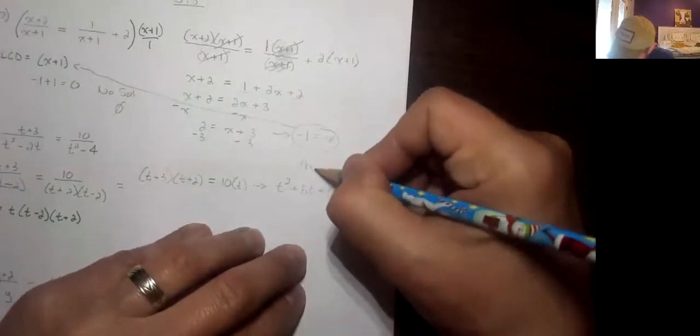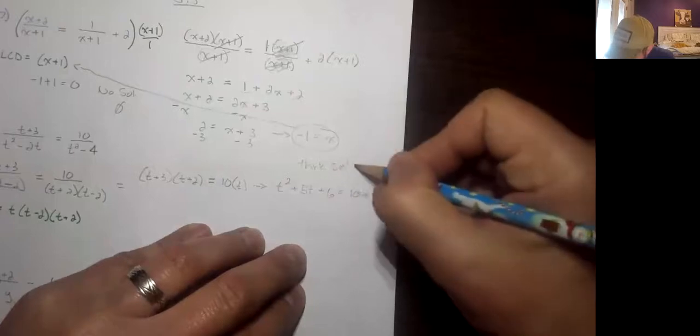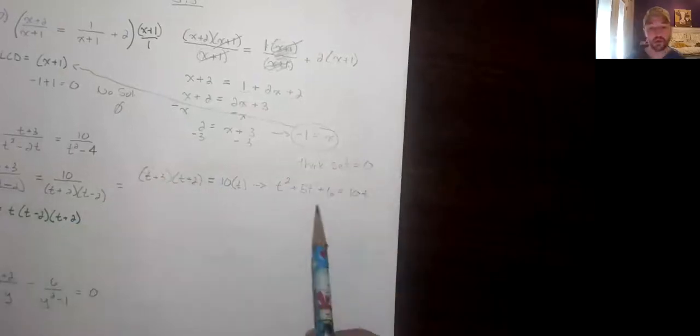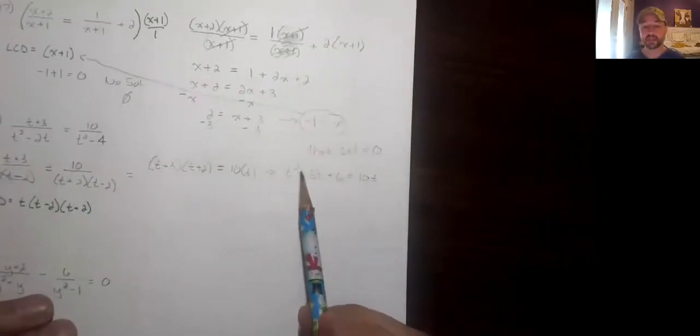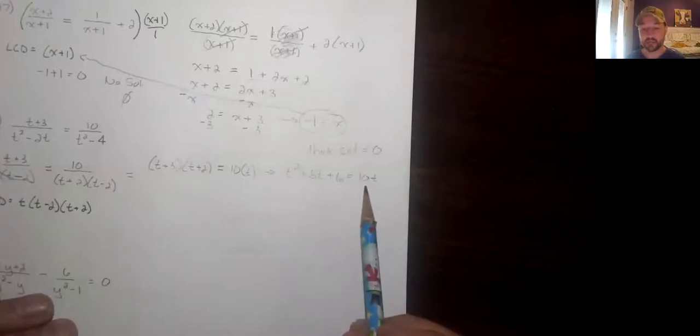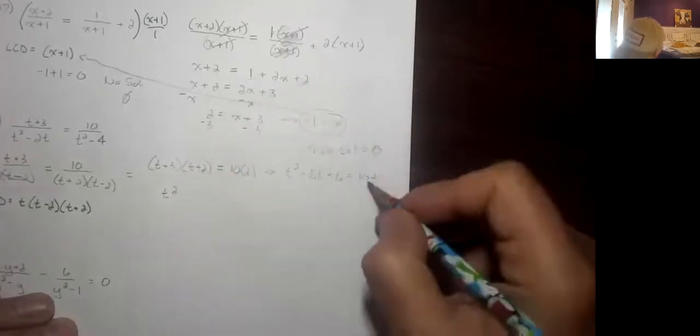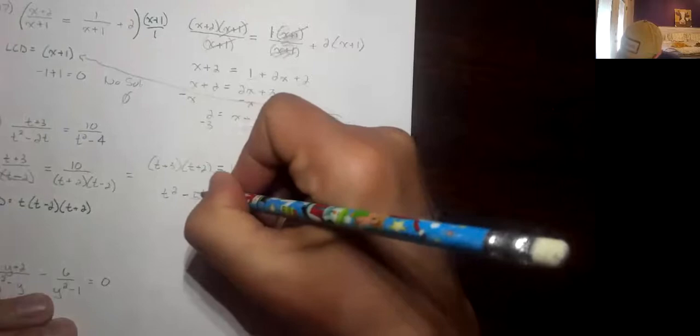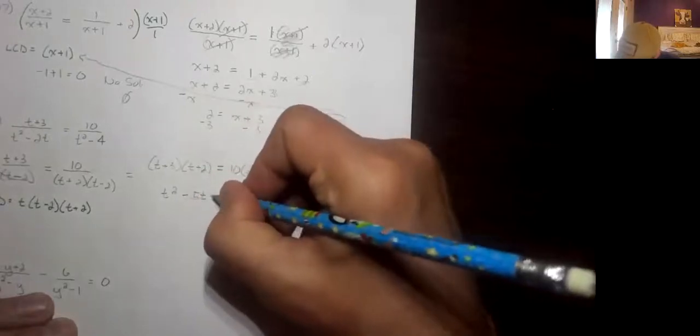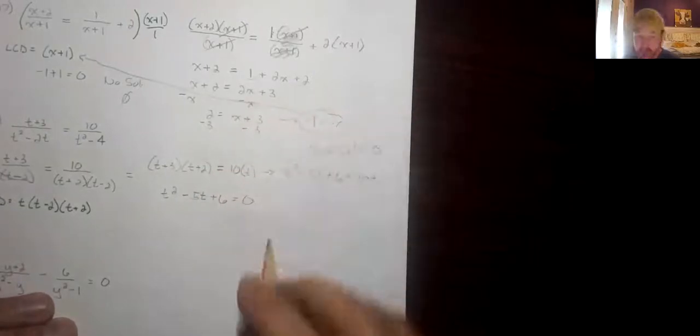Now I need to incorporate this. Once we have a squared, remember, think set equal to 0. When we have a squared, think gotta set it equal to 0. That means I'm going to bring this over here. I'm going to subtract my 10t. When I subtract my 10t, I'm going to have t squared minus 5t plus 6 equals 0.